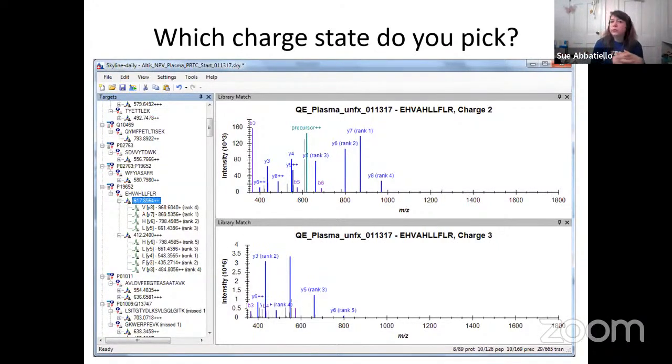So this just walks through some examples in Skyline of data that we generated, and we're looking at the MSMS spectrum. When I set up a list and I'm looking at what's the best peptide to pick from proteins, I will usually look at the +2 charge state and the +3 charge state of a particular peptide. Here on the left-hand side in what we call the tree view, we've got the protein accession number, the peptide sequence with it, which is EHVAV, and then the +2 charge state at 617 and the +3 at 412.